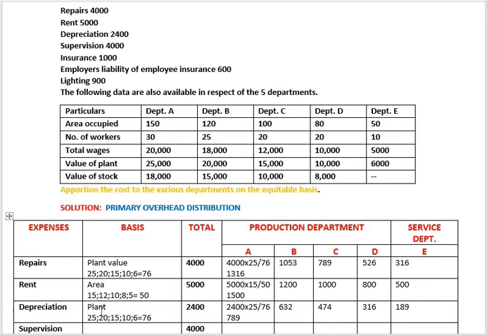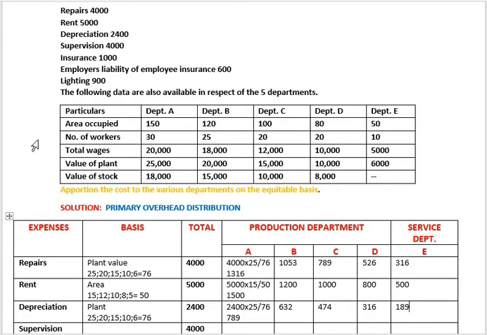Depreciation is relating to the asset. So asset ratio is 25 is to 20 is to 15 is to 10 is to 6. So total we will get 76. So distribute this 2,400 using this particular ratio. The next expense we have supervision. So what is the basis of apportionment for distributing supervision? So supervision amount is 4,000. See the basis of apportionment, they have given area occupied, number of workers, total wages, value of plant and value of stock. So supervision is distributed using number of workers.